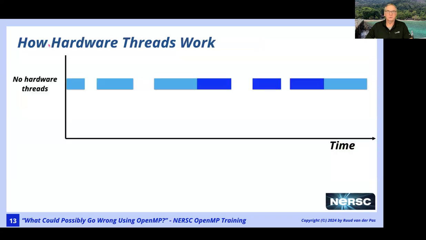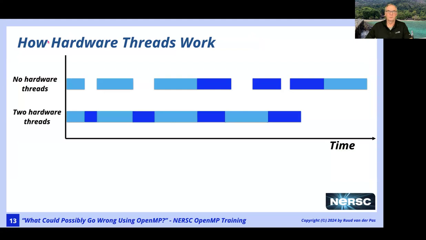So here's how it works. I'm running my application, and if I don't have hardware threads and the thread has to wait for something, a cache miss or I/O, it will just wait. Meanwhile, the CPU keeps on burning cycles for a while. When my time slice is up, the next thread or the next application comes in, and history repeats. Many applications have these gaps in the execution.